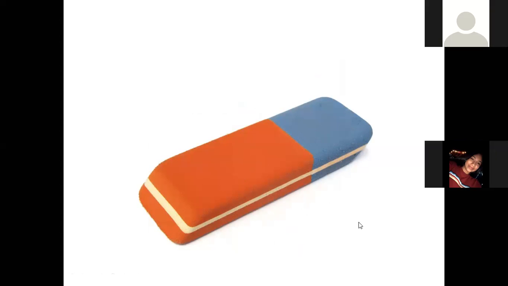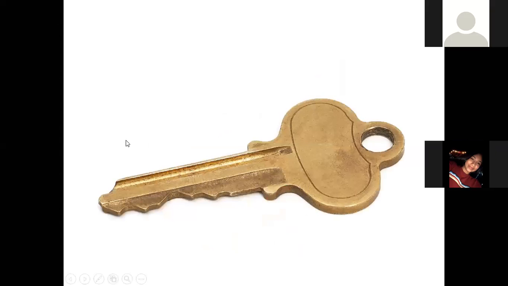Xiomara Rodriguez, are you there? Xiomi? I don't know how to say la llave. Okay, well, I'll help you. Key. It's a key, like this, right? Key, because it's only one. So it's a key. A key, excellent, perfect, very good.